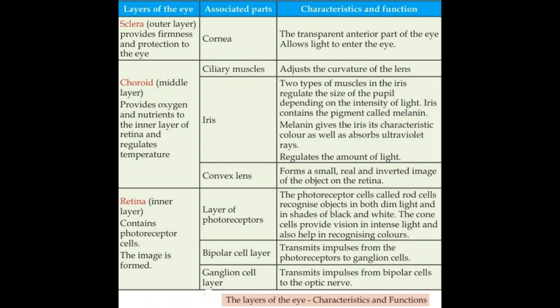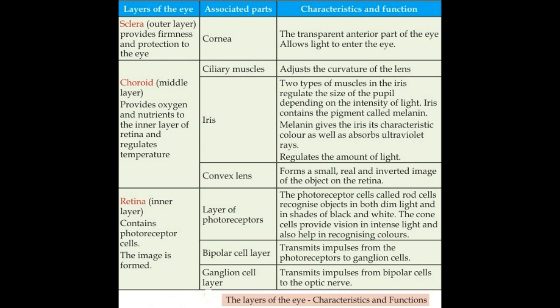Iris contains the pigment called melanin. Melanin gives the iris its characteristic color as well as absorbs ultraviolet light and regulates the amount of light. Convex lens forms a small real inverted image of the object on the retina.